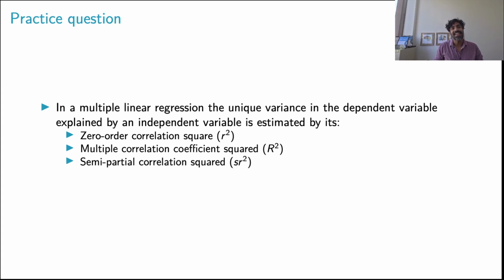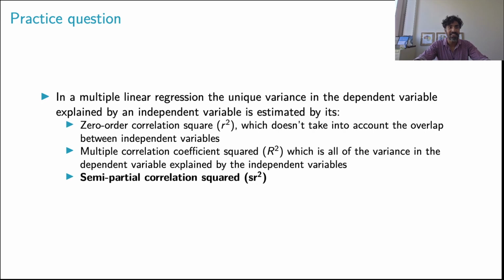And the next one is, in a multiple linear regression, the unique variance in the dependent variable explained by an independent variable is estimated by what? Zero order correlation squared, multiple correlation coefficient squared, or semi-partial correlation coefficient squared. Pause the video, have a go. Hopefully you're saying the key term there is the unique variance. So we're looking at the semi-partial correlation squared.